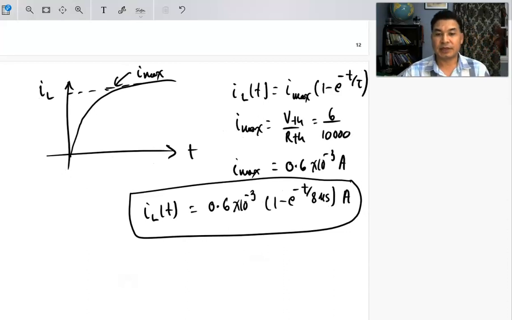So any transient circuit, charging and discharging circuit, can be solved using either the differential equation or using Thevenin's equivalent circuit. However, remember that in some complex circuit problems, you won't be able to solve the transient problem using Thevenin's equivalent circuit, especially if you have current sources, something like that.